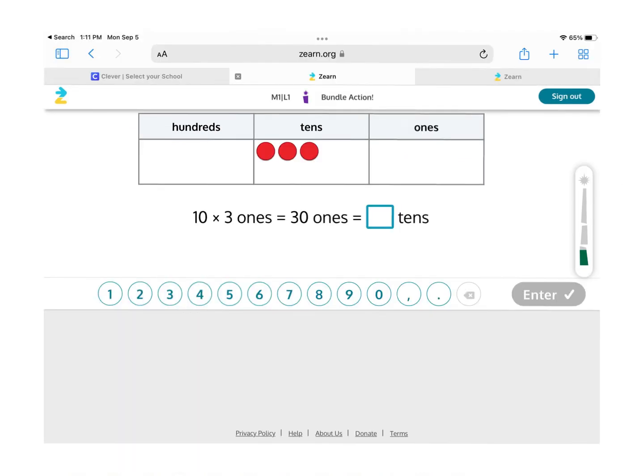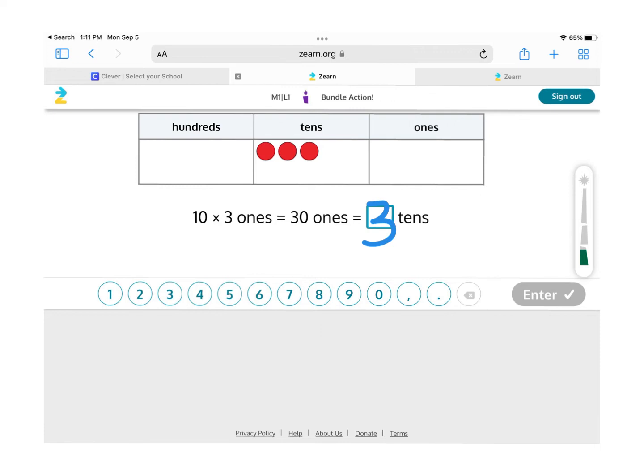First off, here we have 10 times 3 ones, and they're asking how many ones that makes. It makes 30 ones, and we bundled that. Now they're asking how many tens does it make? Well, when you had 3 ones and you did it 10 times, it became 3 tens. So what they're looking for here is 3 tens. Because 10 times 3 is 30. 30 ones is equivalent to or the same as 3 in the tens place.